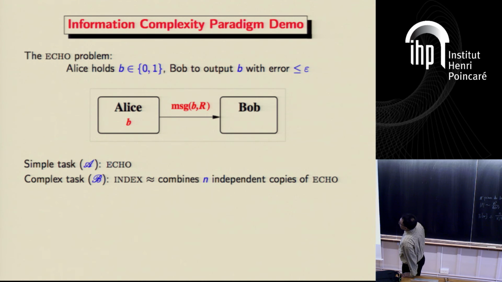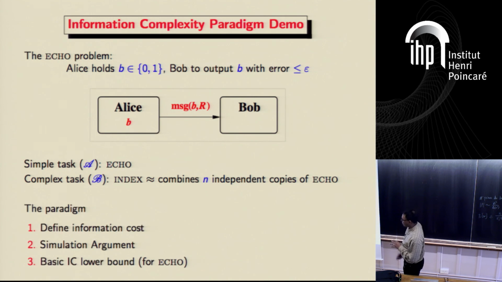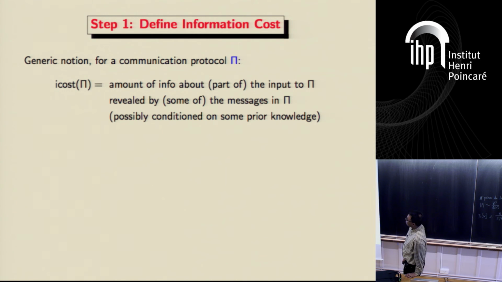So that's our simple task. Notice that the index problem is something like combining n independent copies of this echo problem. It's not literally solving n copies of it, but it somehow combines n copies, and that's enough for applying the paradigm. So we have these 3 steps. First, we're going to define a suitable notion of information cost.